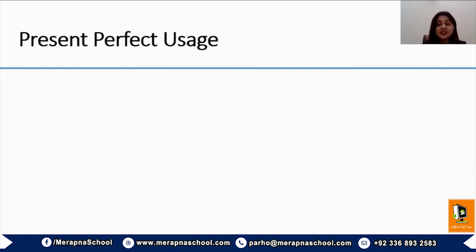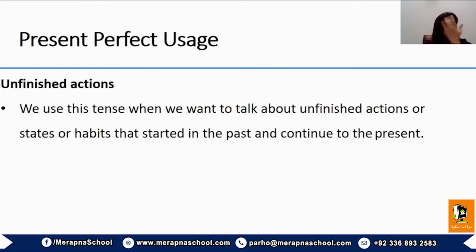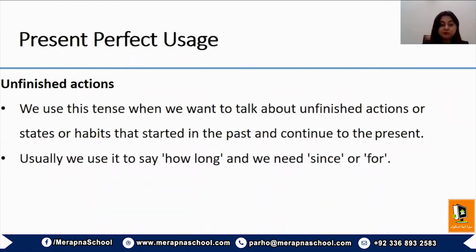So let's discuss the usage of present perfect tense first. So basically we use present perfect tense when we want to talk about unfinished actions or states or maybe habits that have started in the past, but those habits or those states continue up till the present. And usually we are talking about how long the action has taken place, and we also need to use since and for in this context.